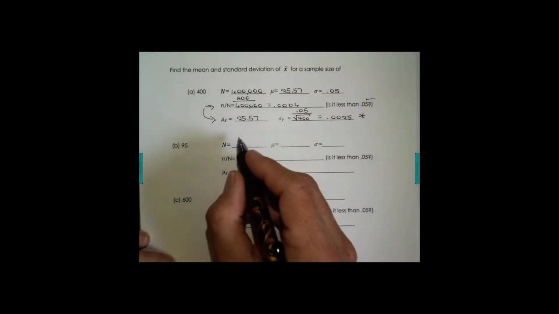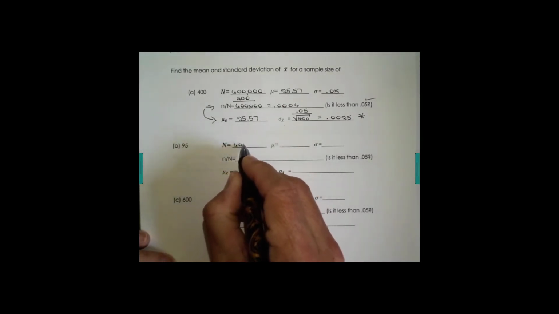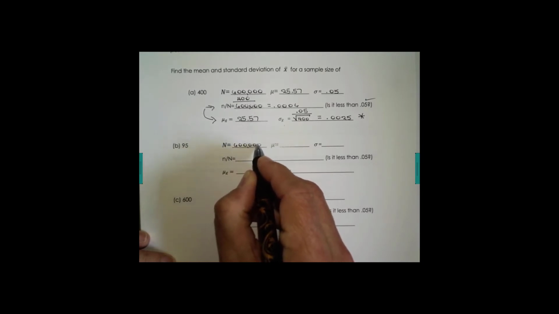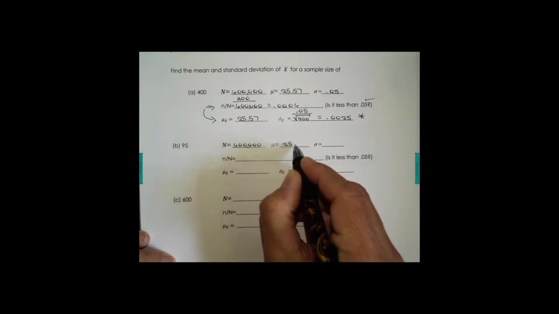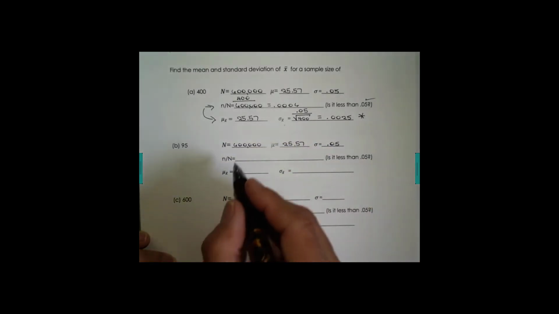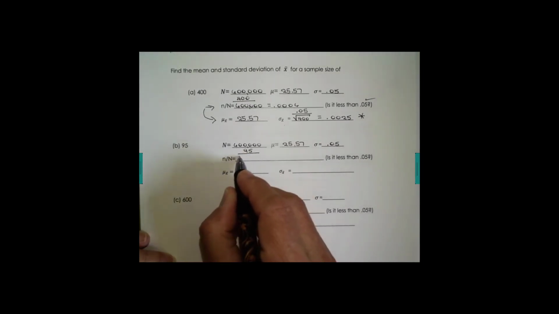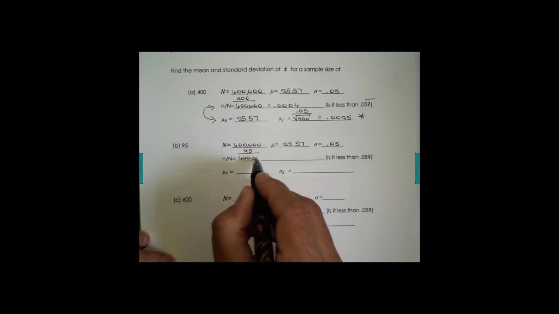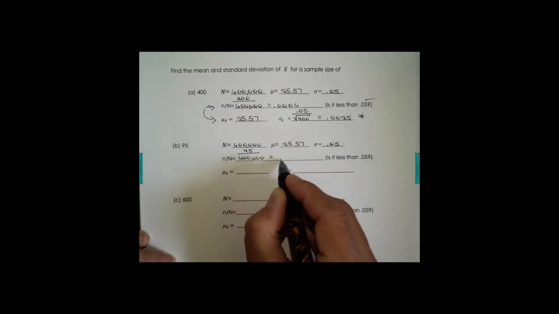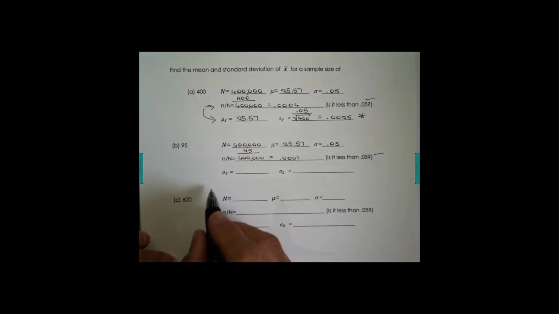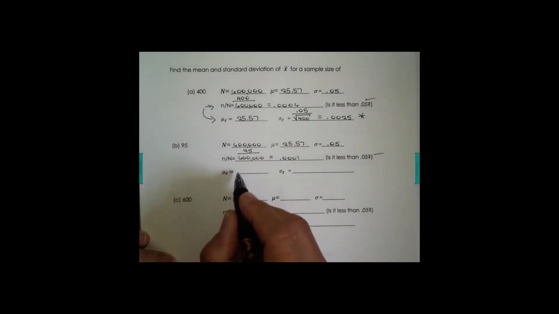Right, on the second part of this, it said, what's the population size? And remember, I told you, for this problem, population size, population mean, and population standard deviation don't change. We do have a difference here, though. We're going to take, this time, 95 and divide it by 600,000. And we're going to come up with 0.0001, which is less than 0.05. So our calculations are okay for what we're using for the standard deviation of the sampling distribution of sample means and the mean.